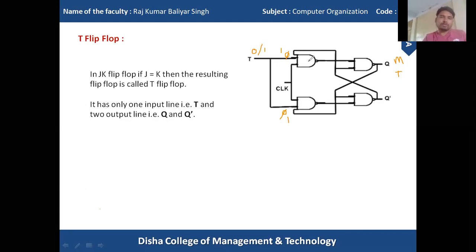The memory state means when T equals 0, so ultimately the J terminal will receive 0 and the K terminal will receive 0. So it will produce the memory state as I discussed in the previous slide. And when T equals 1, then both J and K become 1. From the previous slide we got the idea that when J equals K equals 1, we are getting a new state called the toggle state or toggle condition.